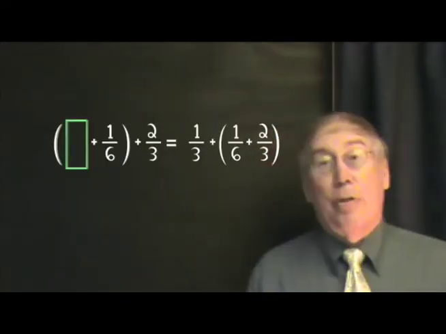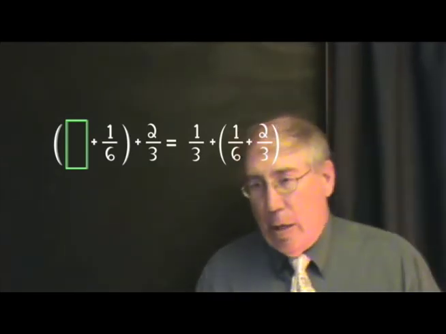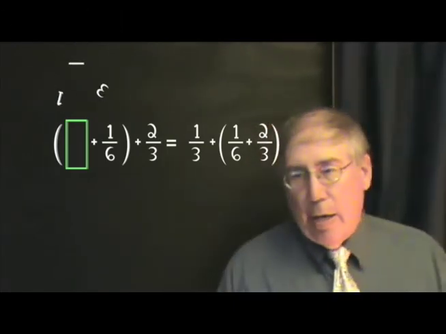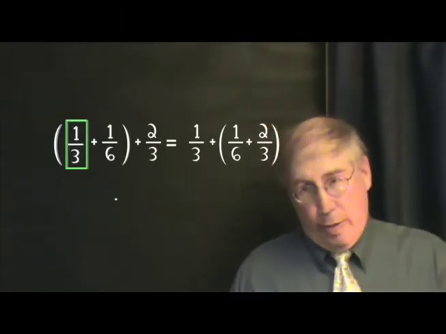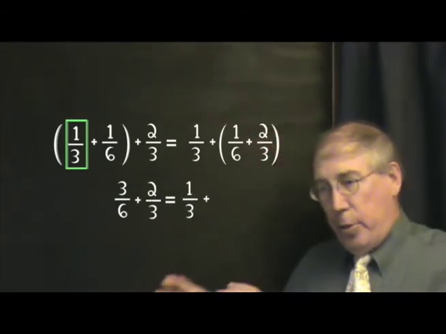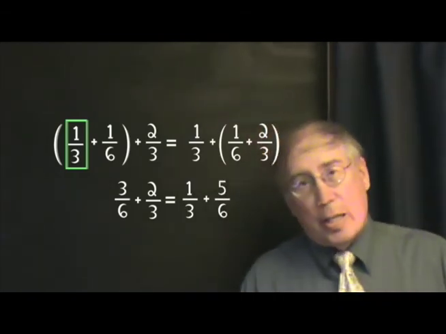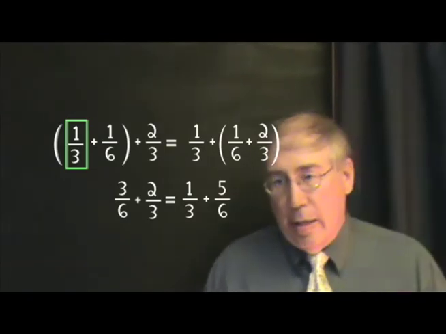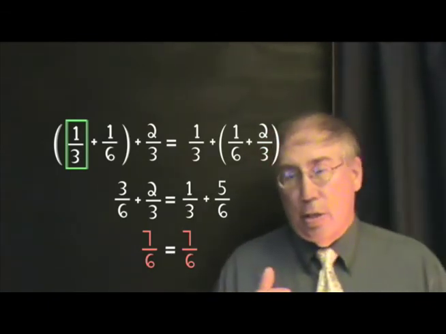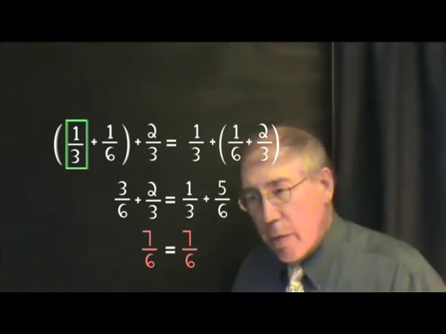So our last example involves fractions. So if we drop a 1/3 into the little green box on the left hand side, both sides will be equal. Now on the right hand side we've got 1/6 plus 2/3 grouped together. Now 2/3 is the same as 4/6, so that in the parentheses will be 5/6, and on the left hand side we're grouping 1/3 and 1/6 together. So 1/3 is the same as 2/6, and so 2/6 plus 1/6 is 3/6. So we get 3/6 plus 2/3 equals 1/3 plus 5/6.